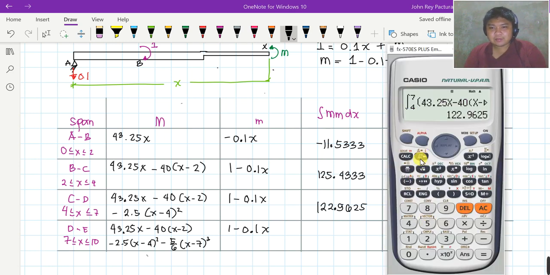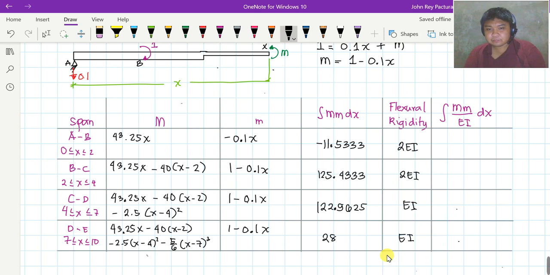So, for the last span, integral again of 43.25x minus 40 times x minus 2, then minus 2.5 times x minus 4 squared, then minus 5 over 6 times x minus 7 cubed, times 1 minus 0.1x. The answer, of course, with the limit from 7 to 10, comes out as 28.125.